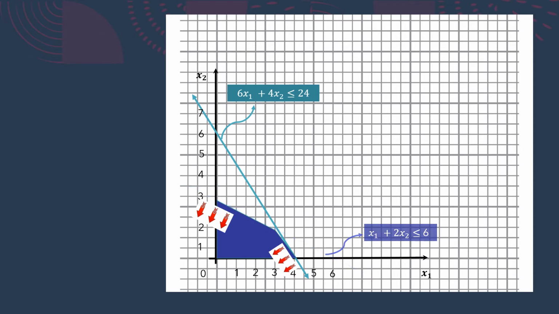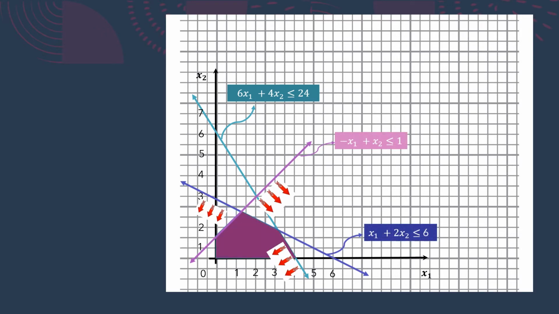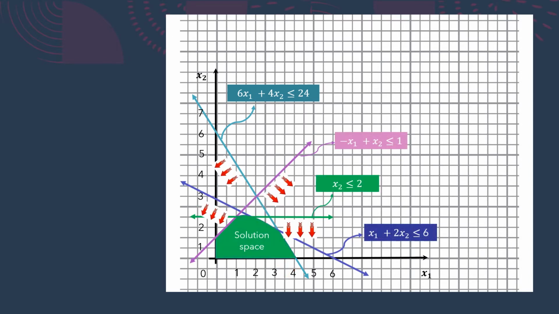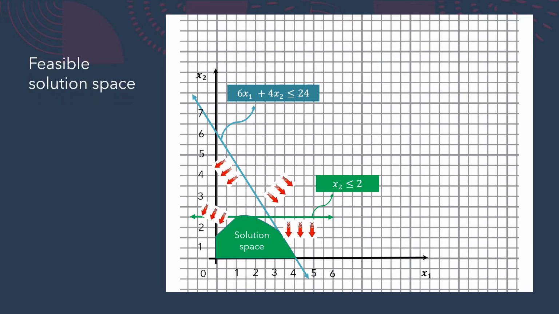The use of the reference point 0, 0 is illustrated with the constraint 6x1 plus 4x2 is less than or equal to 24, because 6 times 0 plus 4 times 0 is equal to 0, which is less than 24. So the half space representing the inequality includes the origin. So the non-negativity constraints bound the solution space. The solution space we are referring to is what we call the feasible solution space.